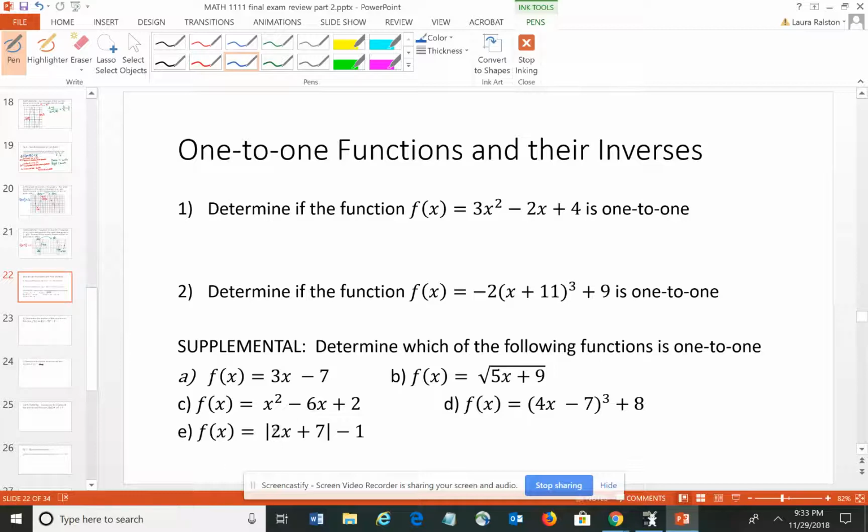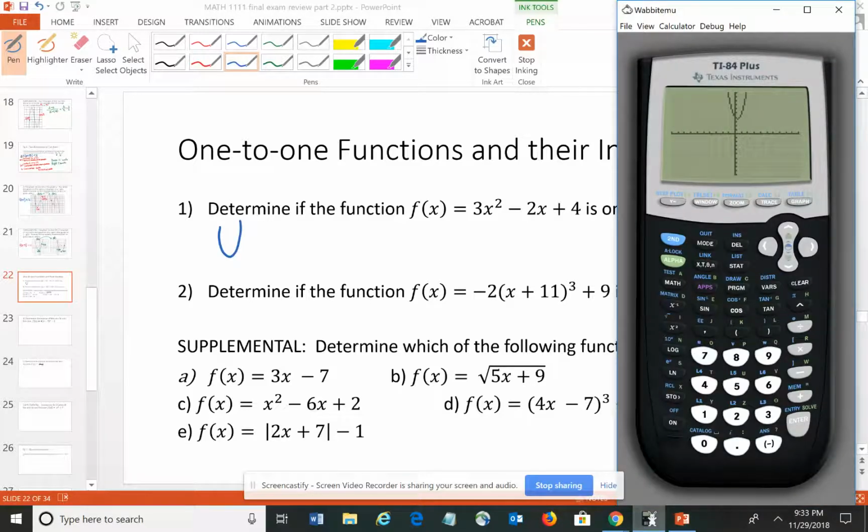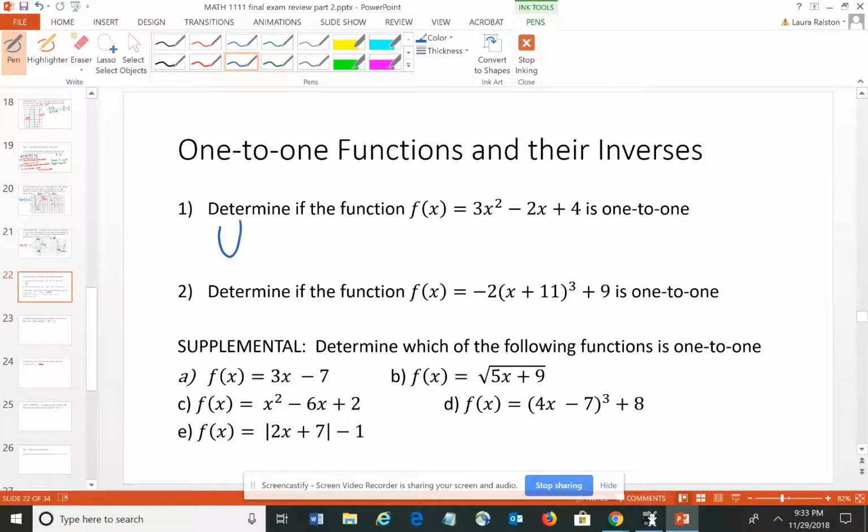Okay, so we know this is going to be some kind of U shape, and if it's a U shape, whether it's turned up or down, it's not going to pass the horizontal line test. So a quadratic is never one-to-one. So we would have to say, no, this function is not one-to-one, which means there's no inverse.